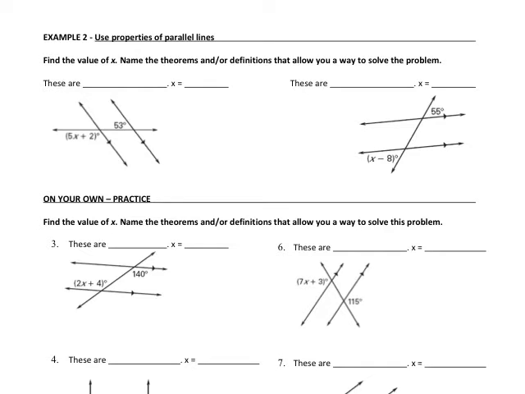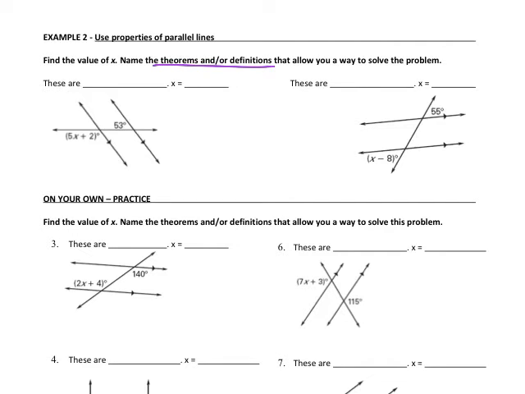All right, hopefully you were successful with those practice problems. Example 2 is going to have us use the properties of parallel lines to find the value of x. Because we know the relationship between angles now, we can set up different equations and solve for x. So in these, it says to name the theorem and/or definition that allows you a way to solve the problem, and then also find the value of x.